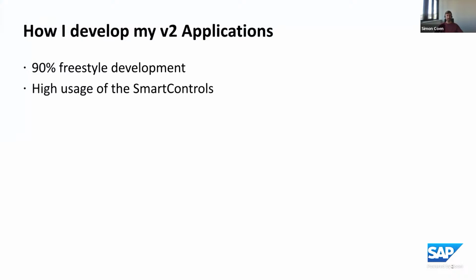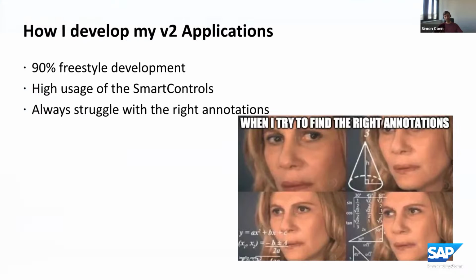In V2 applications, I highly use the smart controls, which are more or less the equivalent of the building blocks macros we know for the V4 applications. I use the smart controls like the smart table and the variant management a lot, and I really like it. But everything comes with a price. Smart controls are also metadata-driven, and you have to write annotations for that. And this is always my biggest pain point. I always struggle to find the right annotations for my controls. So yeah, everything comes with a price.